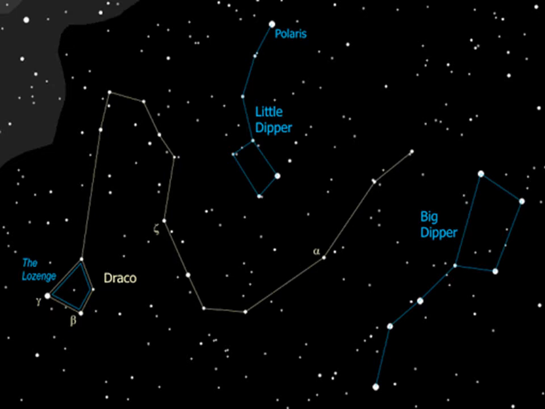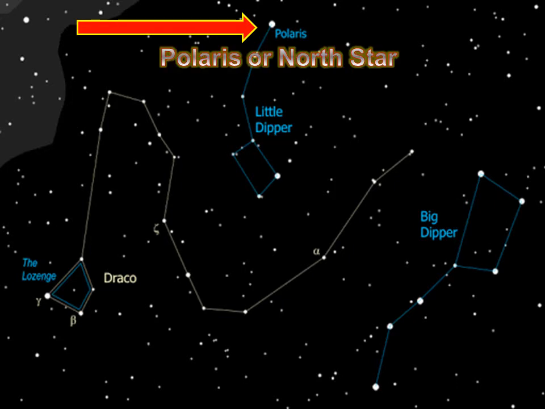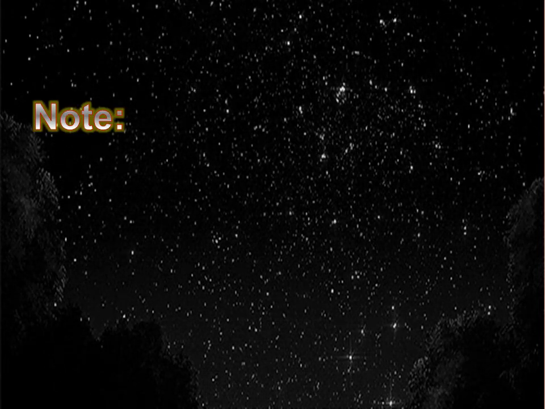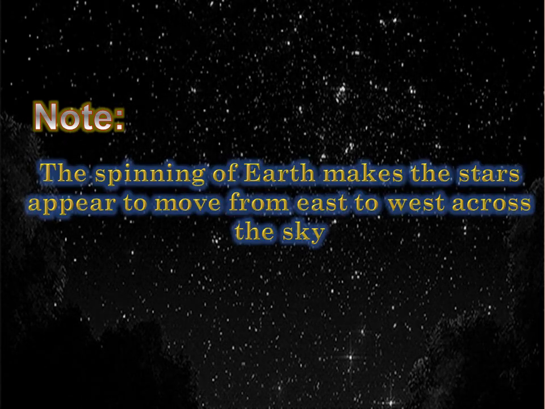Polaris is an important star in navigation because it is almost directly above the North Pole. Polaris doesn't seem to move as Earth rotates. If you can find Polaris in the sky, you can tell which direction is north. Finally, the spinning of Earth makes the stars appear to move from east to west across the sky.